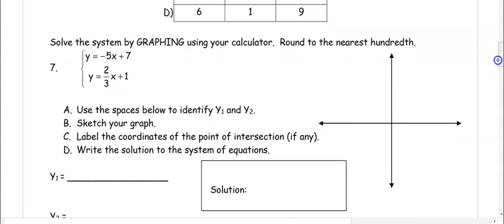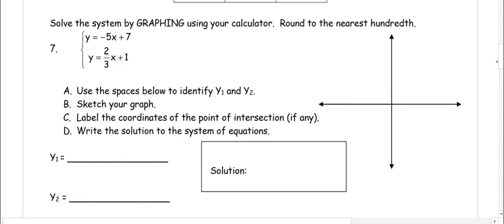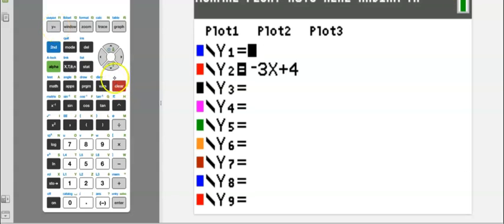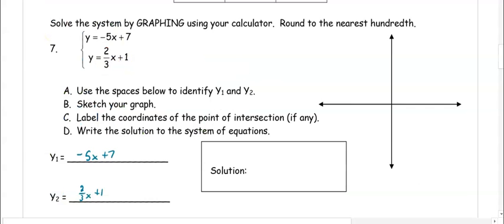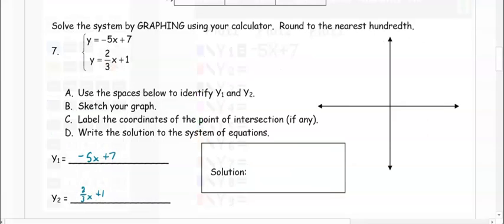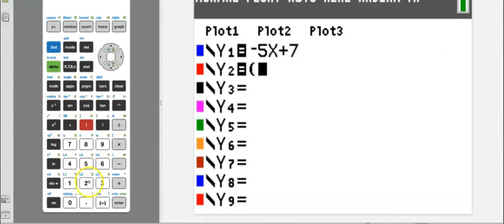In number 7, we want to solve by graphing calculator and round our answer to the nearest hundredth. So we're going to take each equation and type these into y1 and y2 in our calculator. So y1 is going to be -5x plus 7, and y2 is going to be 2/3 x plus 1. So in our calculator, we go to y equals, and we type in the equations we have.